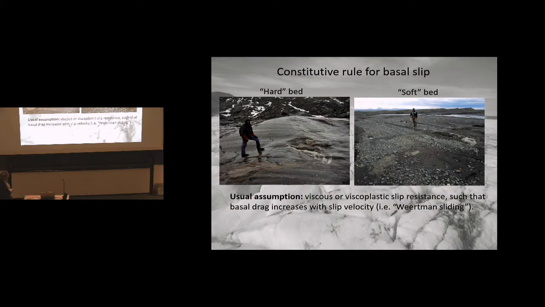Here's the usual assumption that's made in modeling slip, that we have viscous or viscoplastic slip resistance such that basal drag increases with slip velocity. This is the Weertman sliding rule that I mentioned earlier. The fundamental point of my talk today is that we have lots of experimental results that indicate that this can be a really poor assumption, and that this probably underestimates the contribution of sliding in lots of cases. So let me expand on this a little bit.